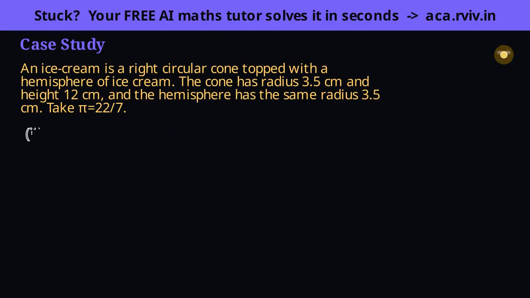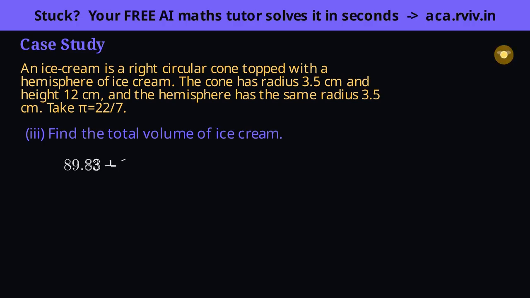For the whole treat, remember the golden rule of volumes: for a combination they simply add, with no faces to subtract. So we sum the scoop and the cone. Adding the scoop's 89.8 and the cone's 154 gives about 243.8 cubic centimeters of ice cream in all.